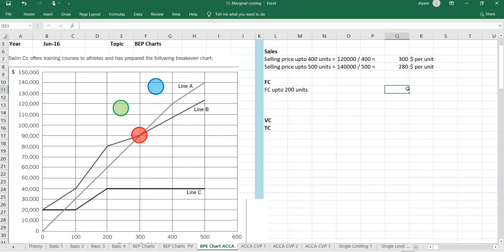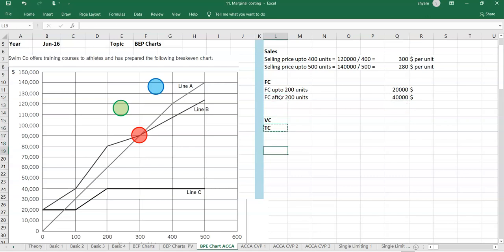So we can put it like that. It's $20,000. But fixed cost after 200 units is changing. Okay, and how much is it changing? It is going to 40,000. So all of a sudden it jumps and goes to 40,000. So that's about fixed cost.